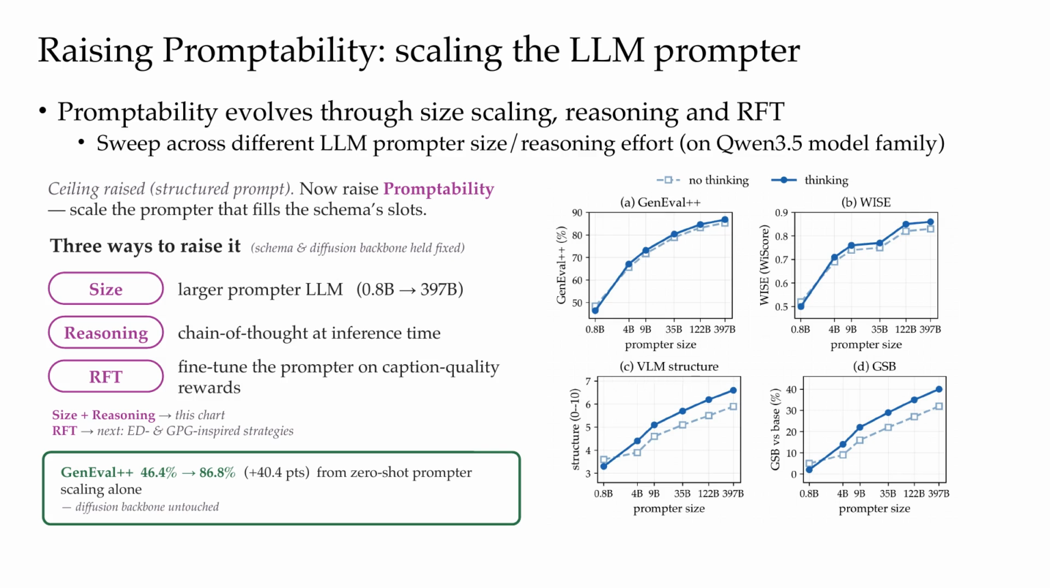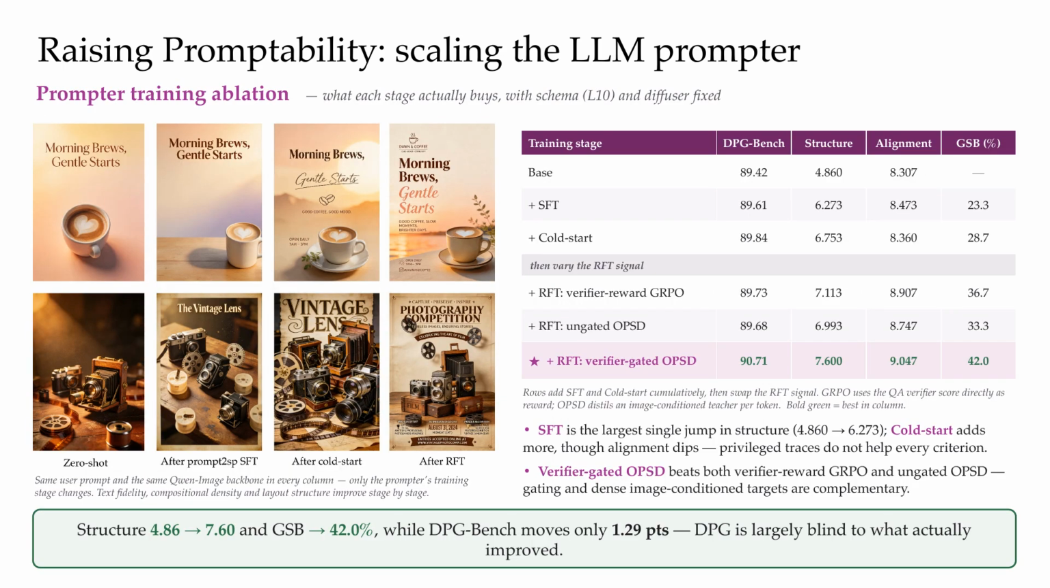Holding the schema and diffuser completely fixed, we sweep 6 Qwen 3.5 checkpoints from 0.8 billion to 397 billion. GenEval++ goes from 46.4% to 86.8, over 40 points, diffuser untouched. So general language model progress transfers straight through. But zero-shot filling still leaves detail on the table. So we train the prompter.